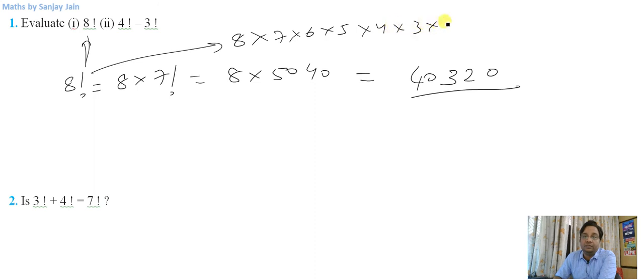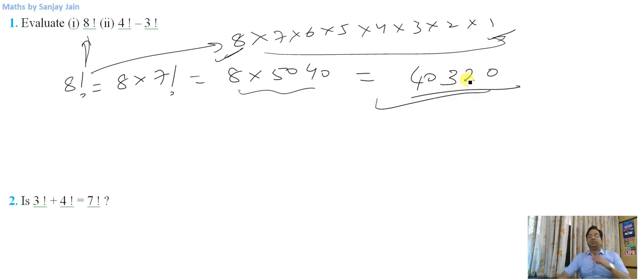into 3 into 2 into 1. Right? You can start from 1 and go up to 8, or start from 8 and then go up to 1. This is how factorial works. And this product will be equal to 40320.